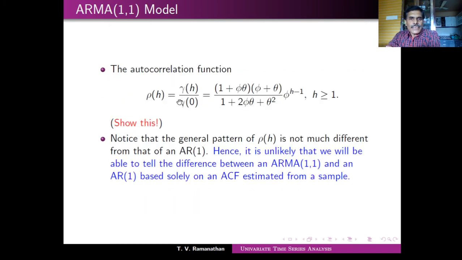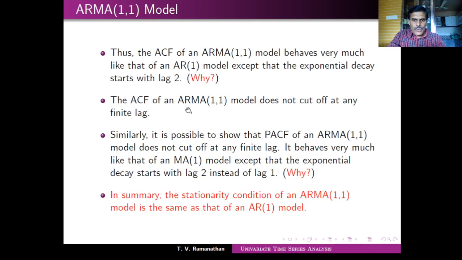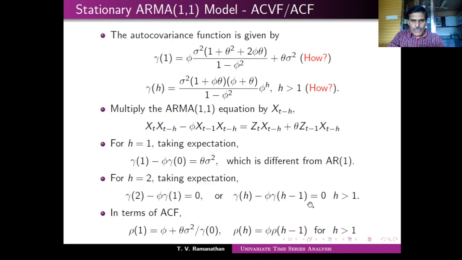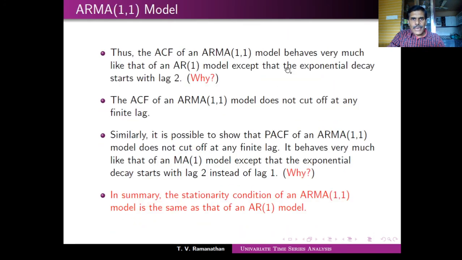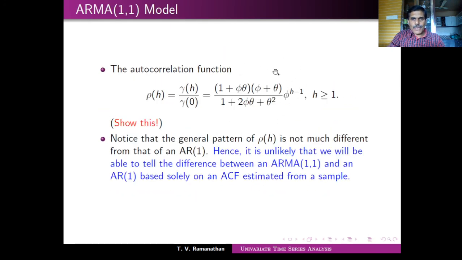So what is the gamma h? Rho h is gamma h divided by gamma 0, and your gamma h is here. So you divide by gamma 0, which we already obtained. What is gamma 0? This is gamma 0, which is written here. Once you divide by that, you get this particular expression. So this is rho h. Rho h is equal to some quantity multiplied by phi to the power of h minus 1 for h greater than or equal to 1. This is not a great thing to show, because we already obtained gamma h and gamma 0, you just have to divide and get this.